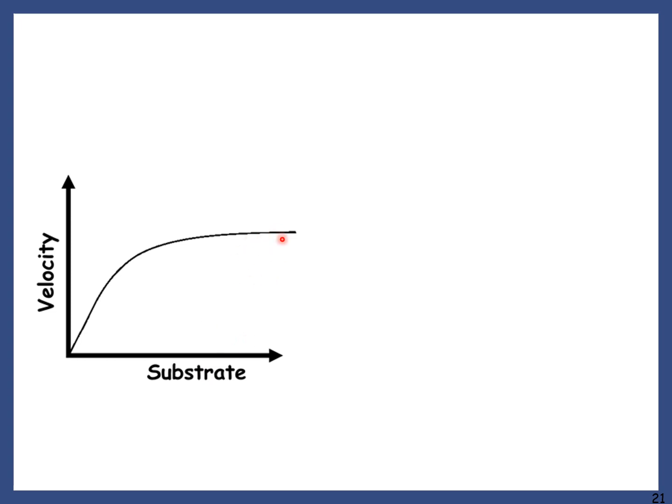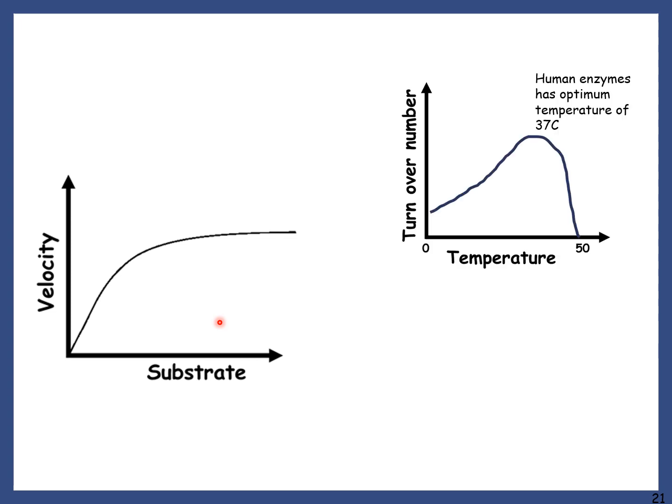The velocity doesn't change with that time. So this tells us how substrate concentration would affect the reaction rate of an enzyme catalyzed reaction. Then another important factor is the temperature.